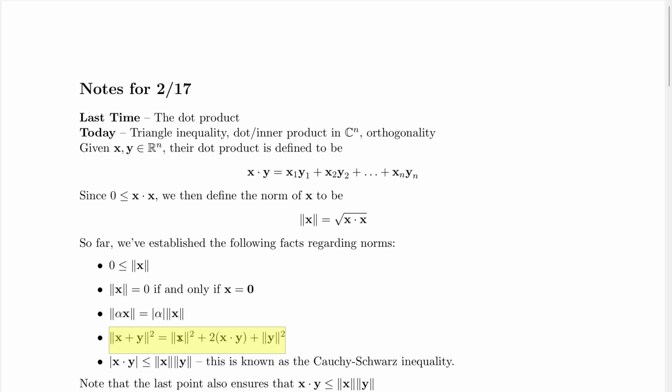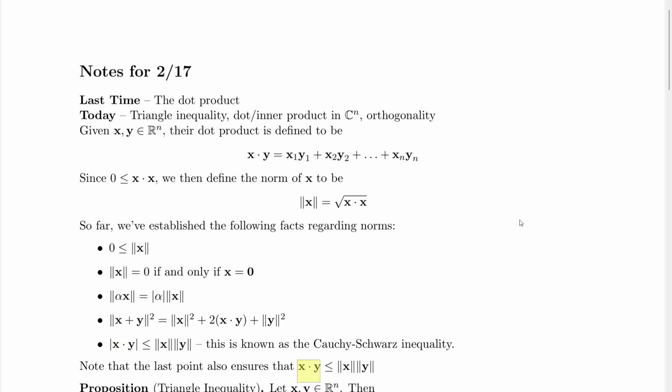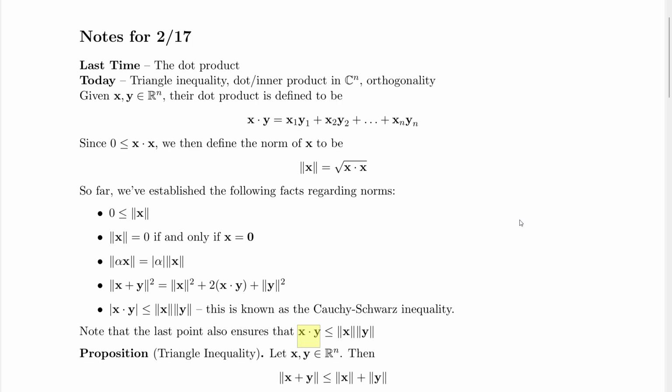You can get away with a lot of theorems with this, and one of them is something called the Cauchy-Schwarz inequality, which states that the absolute value of a dot product does not exceed the product of the norms. Note that absolute values are always greater than or equal to the actual number itself, so this also implies that the dot product itself does not exceed the product of the norms. Equipped with that, we can then finally establish our good friend, the triangle inequality.